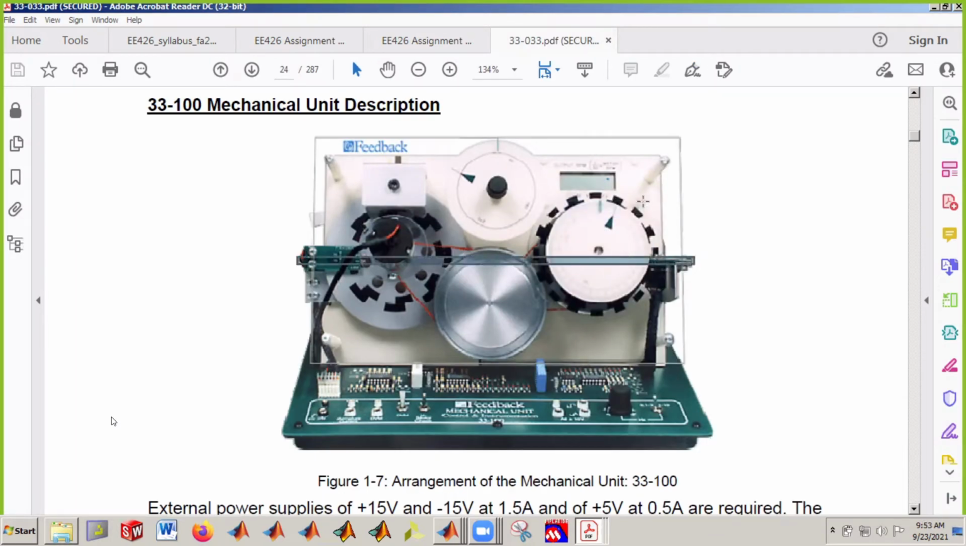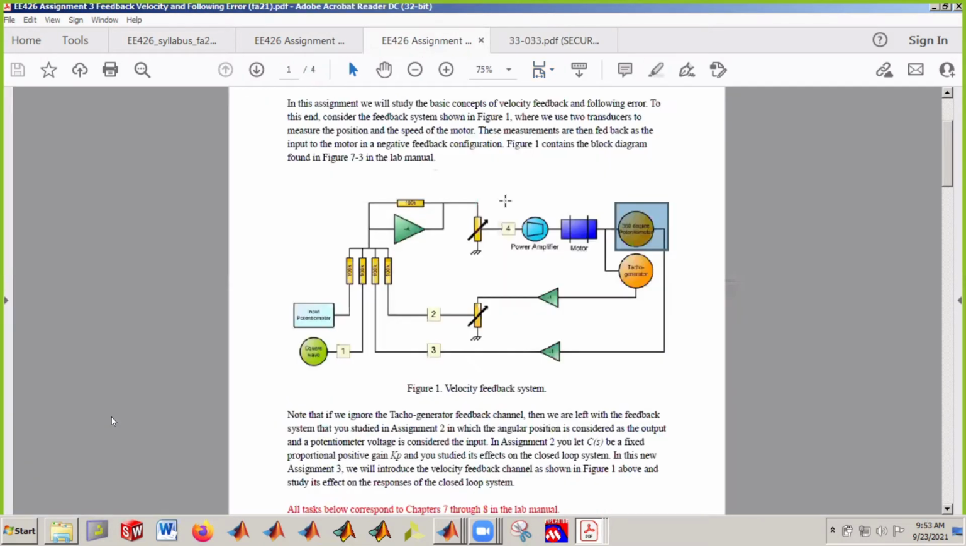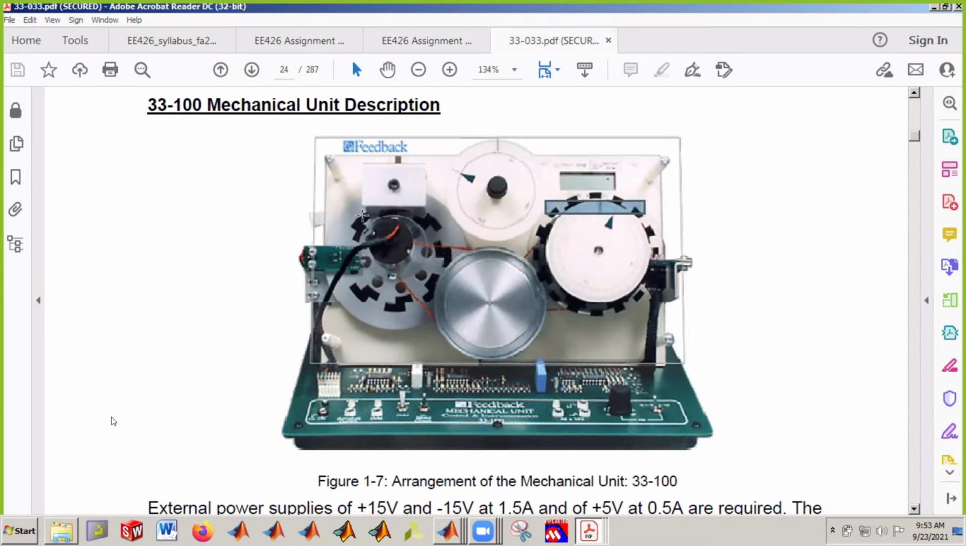This is your 360-degree potentiometer. This potentiometer gives you a voltage proportional to the position. Now, we have the tacho generator. This thing will give you a voltage proportional to the speed of the motor. This tacho generator is actually over here.